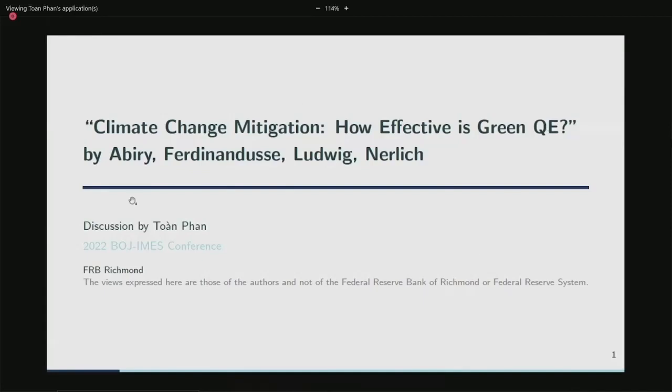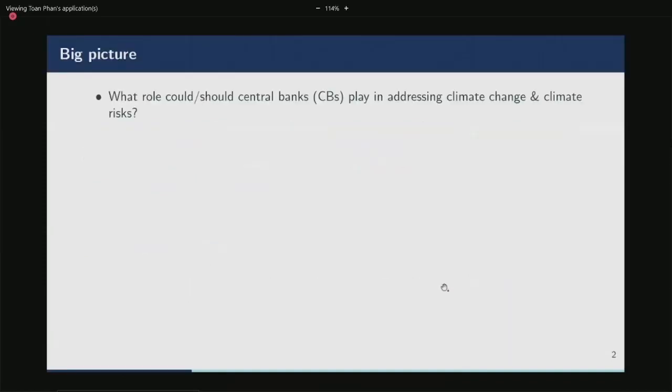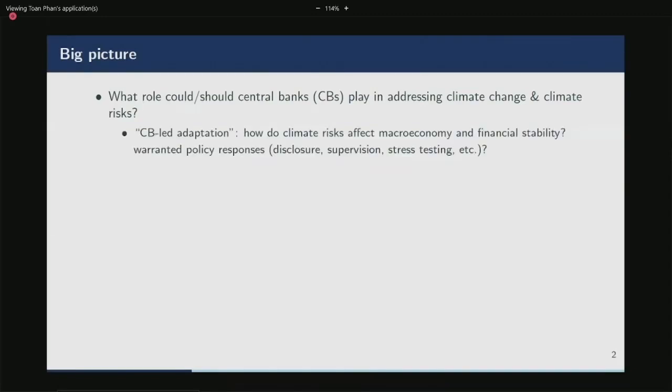Thank you for having me here to discuss this nice presentation. Let me start with the big picture. The question that many of us at central banks around the world have in mind is: what role could or should central banks play in addressing climate change and its related risks? I try to categorize this question into two subcategories.